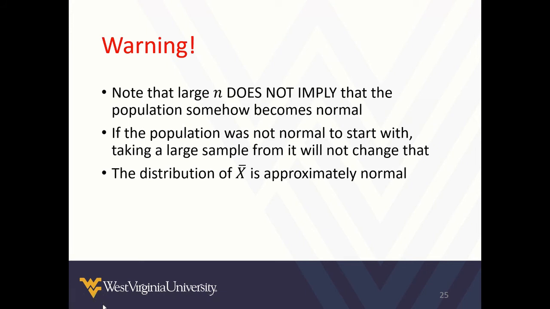I do want to give a big warning. Just a large n does not imply that the population somehow becomes normal. If the population was not normal to start with, taking a large sample from it will not change that. It's that the distribution of the sample mean is approximately normal.